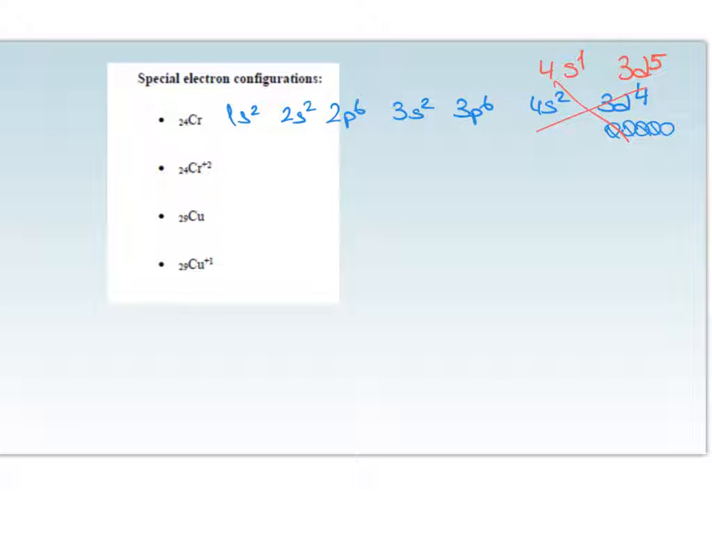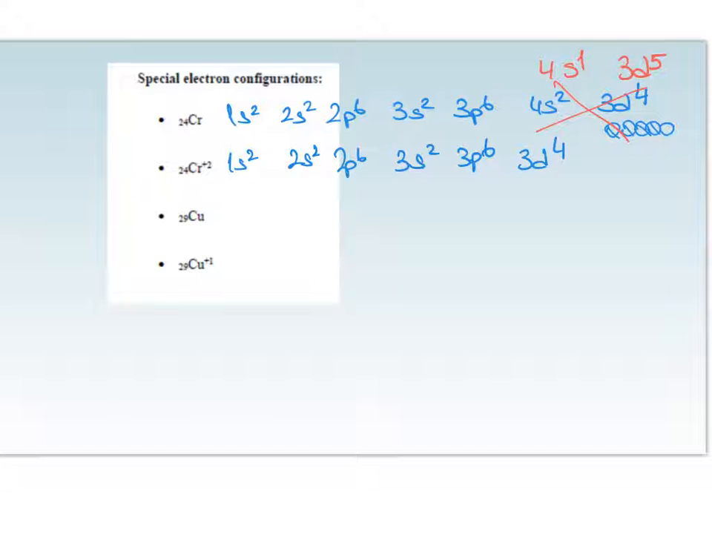Just remember. So for the second example, if you drop off 2 electrons, this means that you're going to take one of them from here. So this 4s1 is going to vanish, and one more from the last one. So it is going to be 1s2, 2s2, 2p6, 3s2, 3p6. There is no more 4s here, but you will end up with 3d4.